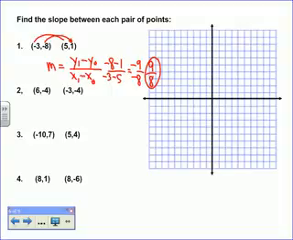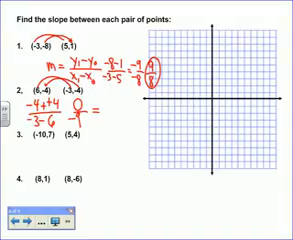It doesn't matter if I went left to right on the first one, but you can also go right to left. Let's do that on this one. So negative 4 minus negative 4. Negative 3 minus 6. So it's negative 4 plus 4. It's going to be 0 over negative 9. 0 divided by negative 9, that's just a 0 slope. Okay.